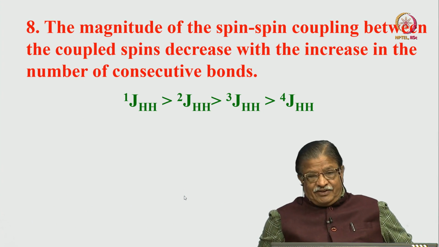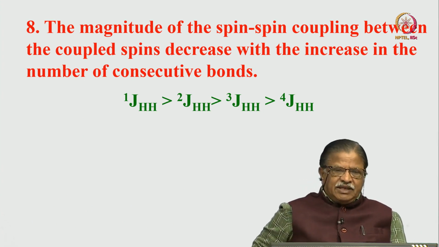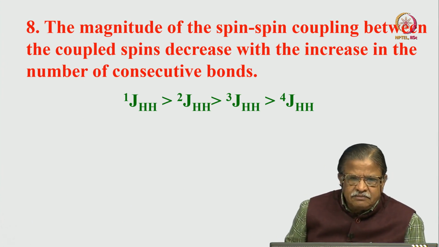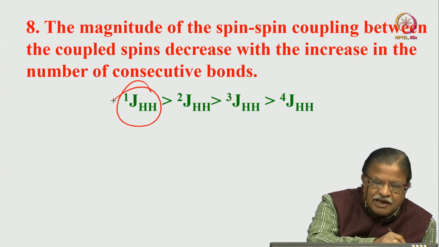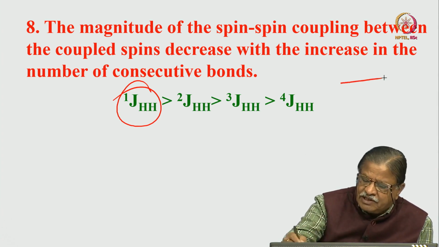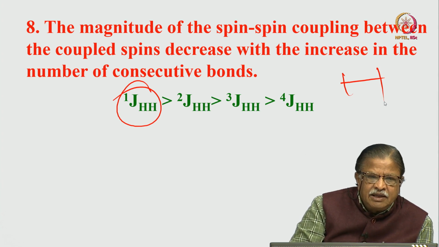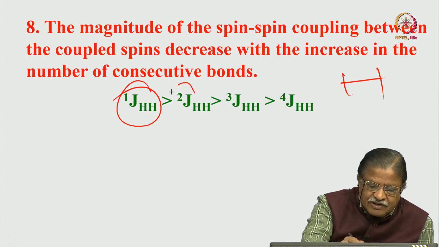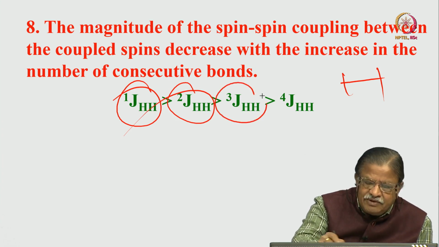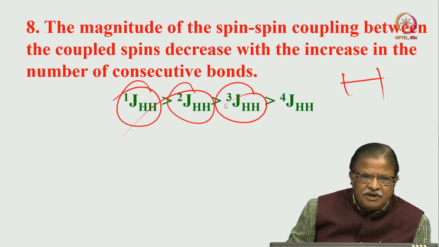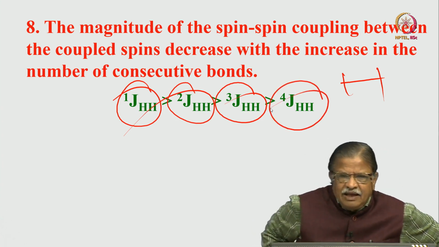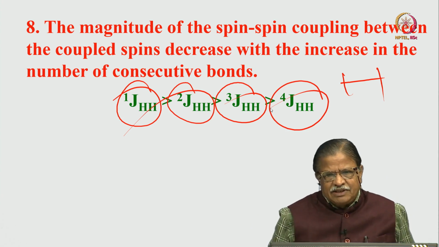Another important factor is the magnitude of the spin-spin coupling, the strength of the coupling. Scalar coupling is larger for one bond coupling. If the two spins are separated by only one chemical bond, the strength is more. If they are separated by two consecutive bonds, the strength is much less. If separated by 3 consecutive bonds, even less. 4 bonds, it is less. It is just the order in which the coupling strength decreases.